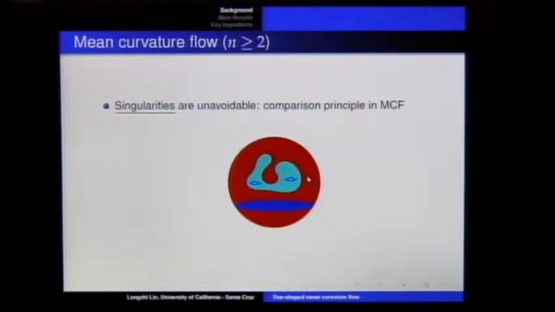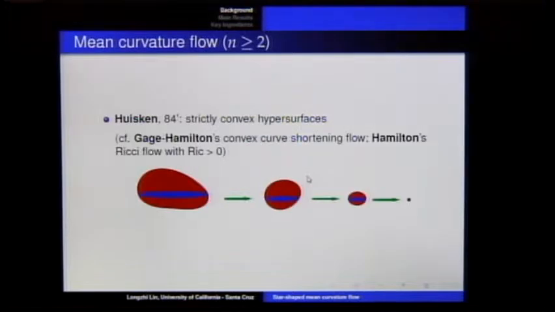But then what singularity could occur for the original, inside mean curvature flow, right? That's the question. It could be spherical, it could be cylindrical, it could be even more complicated singularities. So it's actually quite crucial to understand what kind of singularity could occur for the flow.